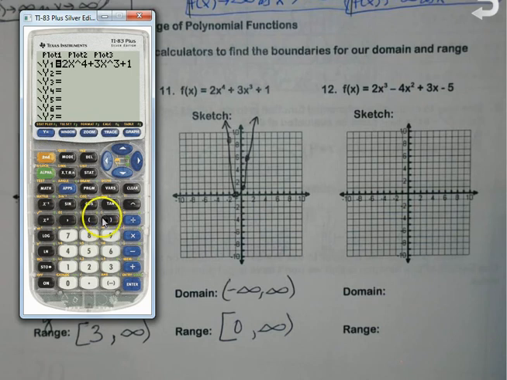But occasionally, and I saved the easiest one for last. Oh, and then I cleared it all out. Oh. So, sometimes you're going to get situations where maybe you get arrows going both directions.